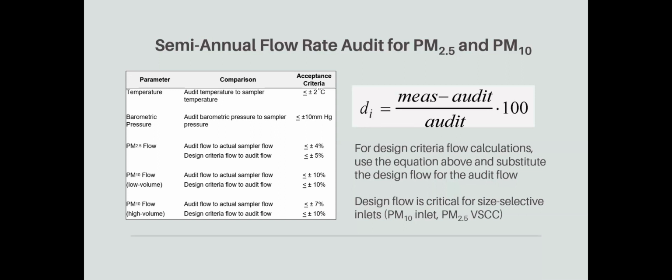And the reason you do this is the design flow is critical for size selective inlets. For example, most PM10 inlets you're probably familiar with are designed for 16.7 liters per minute. If you deviate far from that, you won't get the proper size cut.